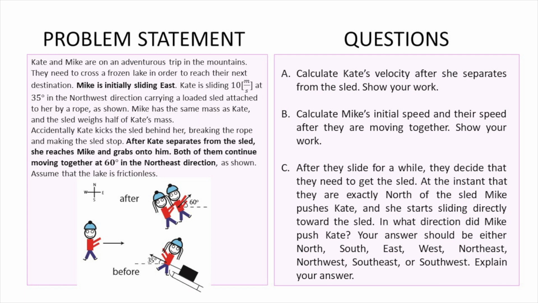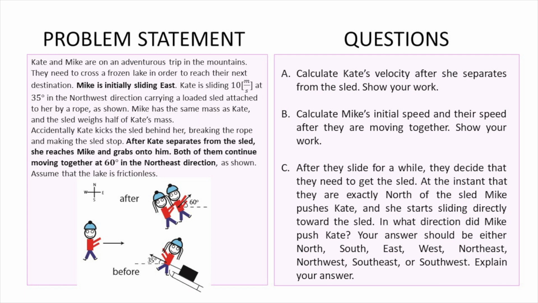So Mike and Kate have the exact same initial mass and the sled weighs exactly half of that. At the beginning of the problem, Kate kicks the sled behind her, she breaks the rope, and then the sled basically stops. After Kate separates from the sled, she reaches Mike and grabs onto him. Both of them continue moving together at 60 degrees in the northeast direction. Assume that the lake is frictionless.